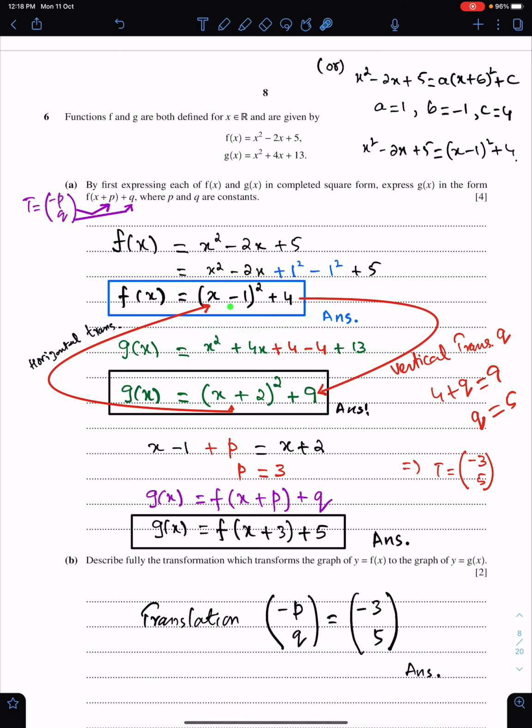So you need to compare these two results. To transform this equation into this form, you need to compare f of x and g of x. For horizontal translation, you need to use this x minus 1.